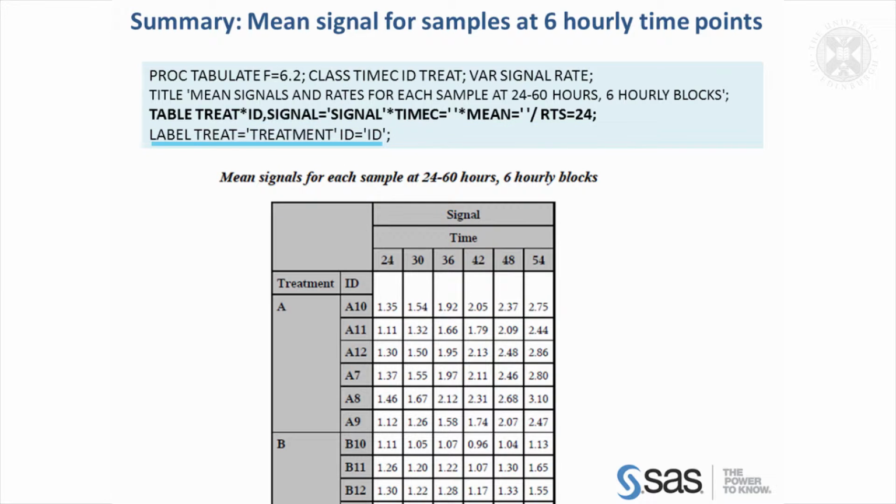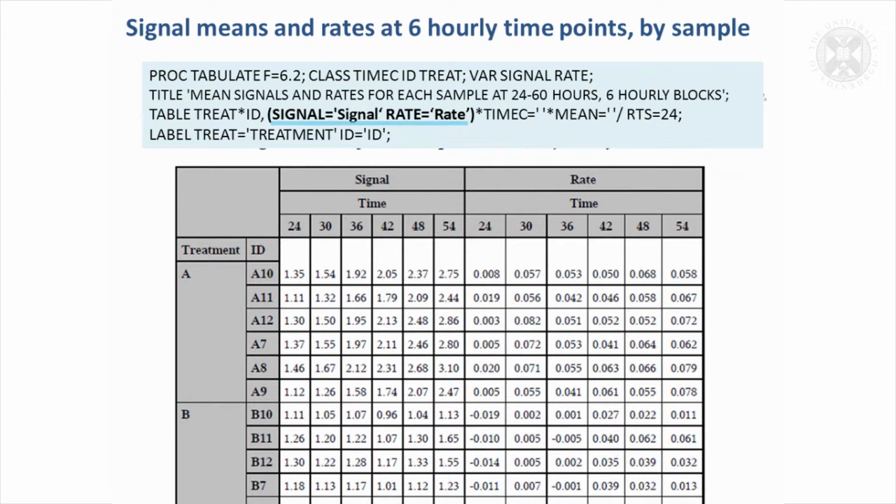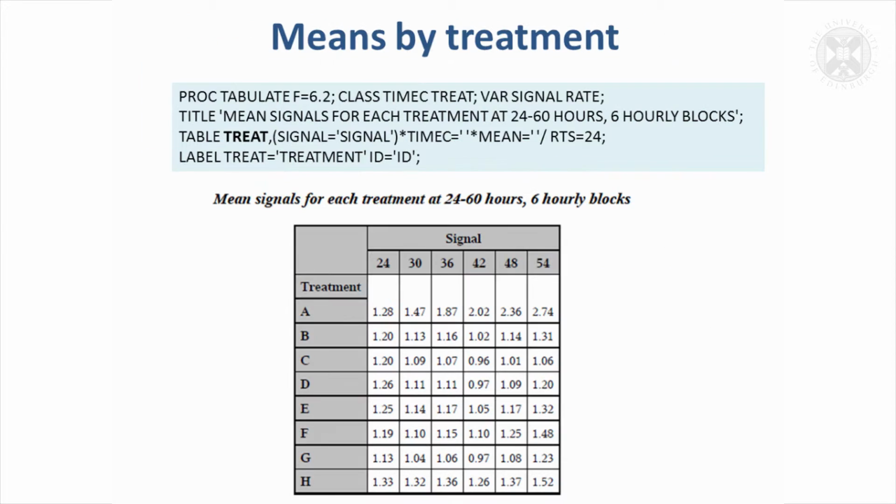And we can use the label statement to give labels to each of the effects in the table. We can also add in a second variable to summarise, so the table's now quite busy, but we can easily do that in SAS. Whereas before our means were for each of the sample IDs, we could just summarise them across all the IDs for the treatments and end up with that.